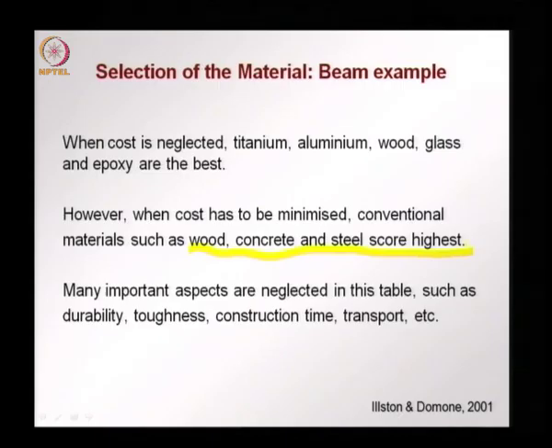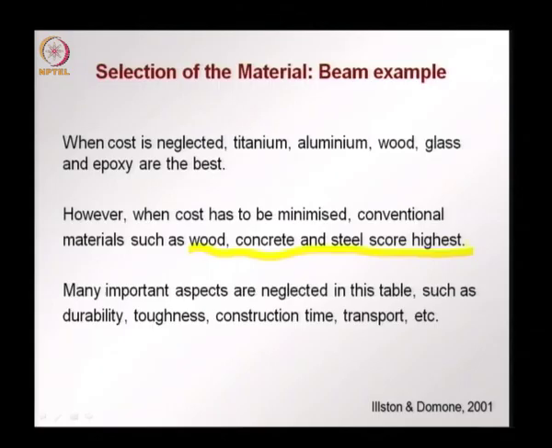Now, this was a simple exercise in how we can use the material properties to compare and eventually select an appropriate material for a certain application in terms of the mechanical response. Now, a similar exercise can be done for other properties which have been neglected in this exercise, such as durability, toughness and other aspects such as construction time, transportation, the feasibility of transportation, the time for transportation and so on.